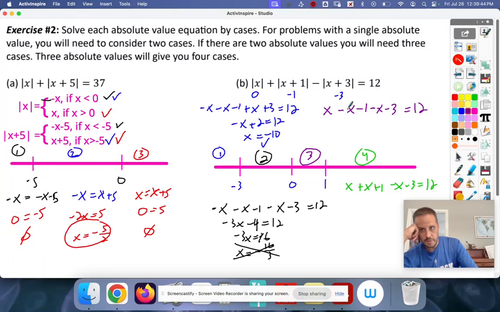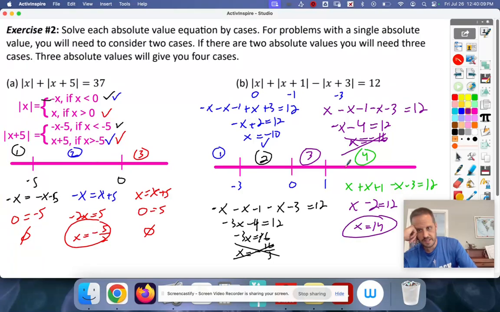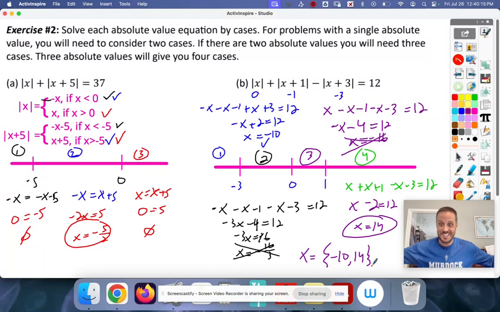Right here, we get negatives. We get -x minus 4 equals 12. And we add that. We end up with x equals -16, not in that interval. Throw it in the trash. And then here, we end up with 2 minus 1. We just get x minus 2 equals 12. x equals 14. That is greater than 1. So that one checks out. And so we get these 2 solutions, -10 and 14.